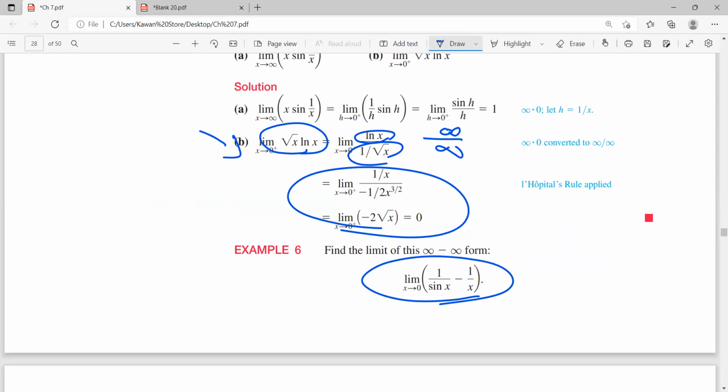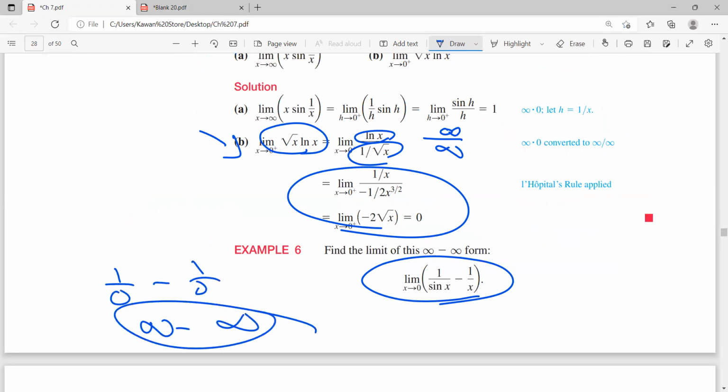Again, the second type is infinite. Why infinite? 1 over sine of 0 is equal to 1 over 0, minus 1 over 0, is equal to infinite minus infinite. So how do we solve that one? I gave you 2 notes here. We say use what and what? Alan? How do you solve that one?